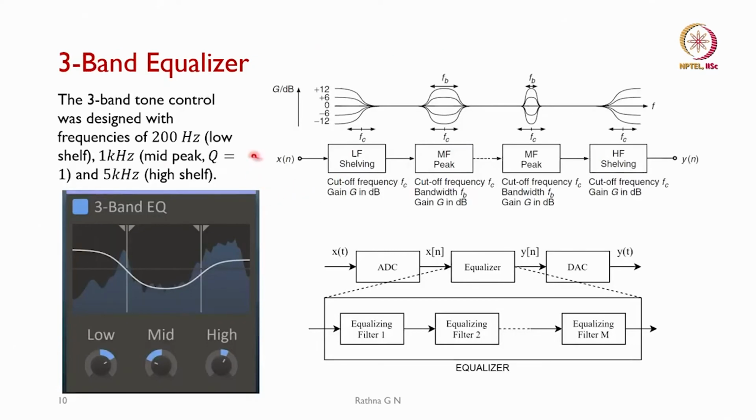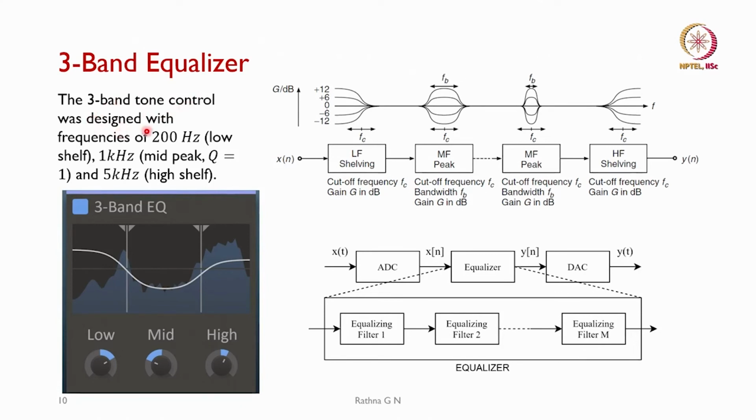Next we will take up an example: one can design a 3-band equalizer. Some books say that 3 bands are enough. That is what you will be having.